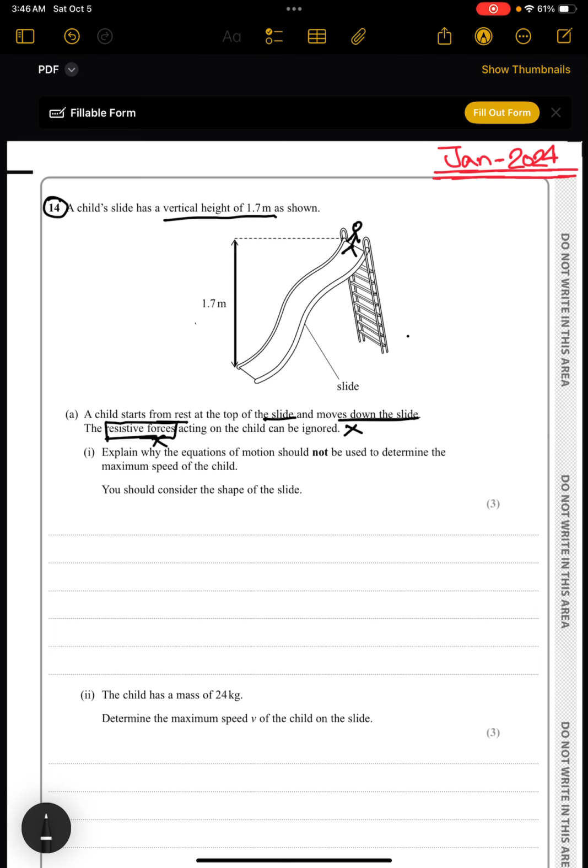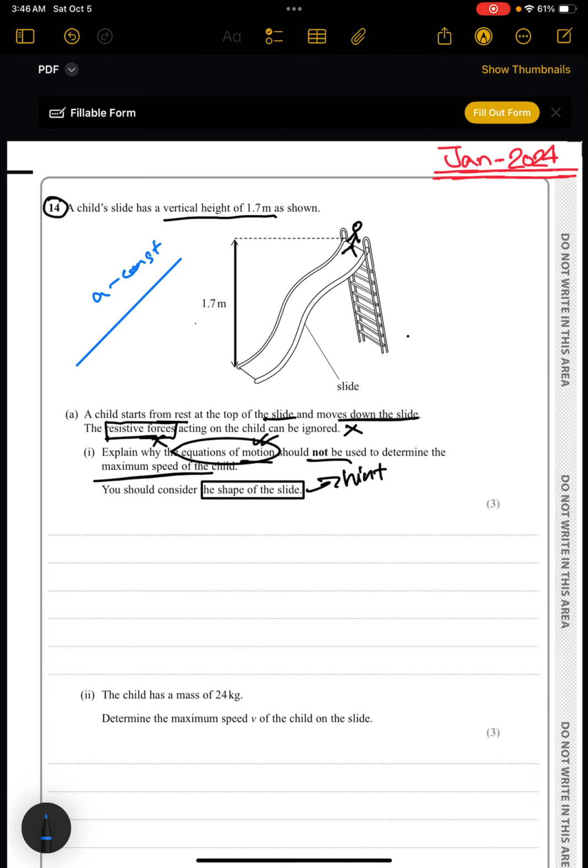So the question they have said is explain why the equations of motion should not be used to determine the maximum speed of the child. So the main question is why we cannot use the equations of motion. This is really important. You should consider the shape of the slide. So they have given us a hint that we have to take the shape of the slide into consideration. So let's solve and look at it. We all know if the slide is completely vertical, or if it is flat, then the acceleration is constant. We all know that.